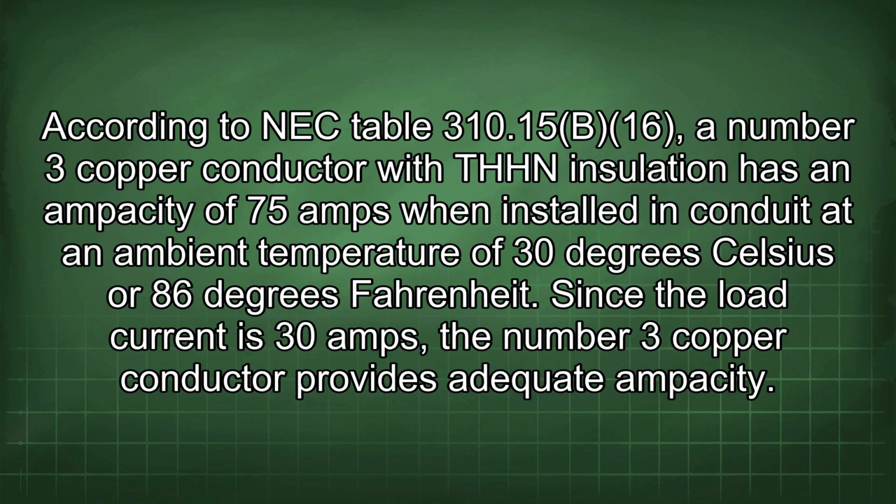According to NEC Table 310.15(B)(16), a number 3 copper conductor with THHN insulation has an ampacity of 75 amps when installed in conduit at an ambient temperature of 30 degrees Celsius or 86 degrees Fahrenheit. Since the load current is 30 amps, the number 3 copper conductor provides adequate ampacity.